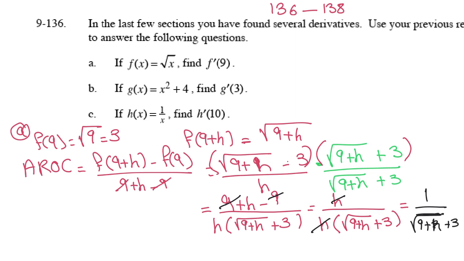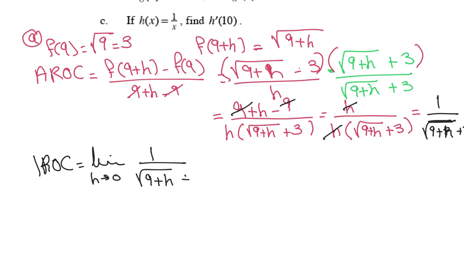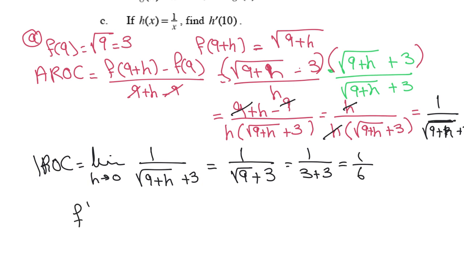Now I'm ready to do my IROC. So your IROC will equal the limit as h is approaching 0 for the value that you have from your AROC, which is 1 over square root of 9 plus h plus the 3. If I put 0 in for h in this equation, it would be 1 over square root of 9 plus 0, which is 9, plus the 3. Simplifying further, square root of 9 is 3, plus the 3, so it's 1 over 6. So f prime of 9 is equal to 1 over 6.